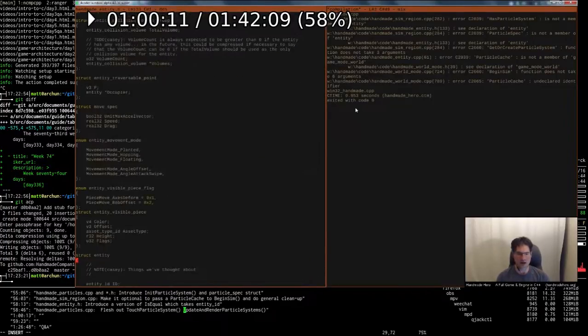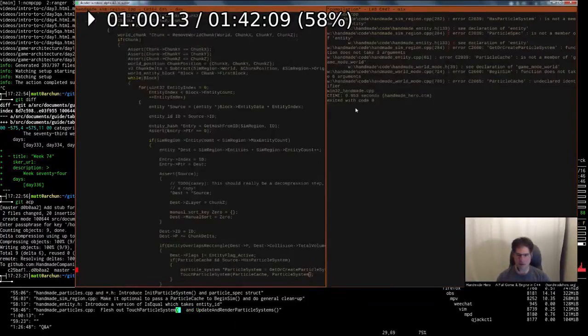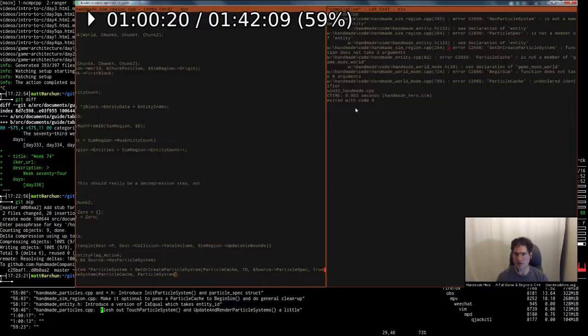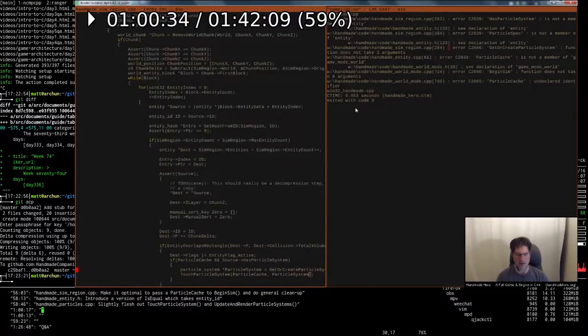So I think now we're just down to the entity storage stuff, I would suspect. It looks like the function does not take 3 arguments. That's just because the particle cache isn't there, or what is the problem there? Particle spec, right? So we need to get particle spec in there. Particle cache is not a member of game mode world. So we just now are down to just the bookkeeping.